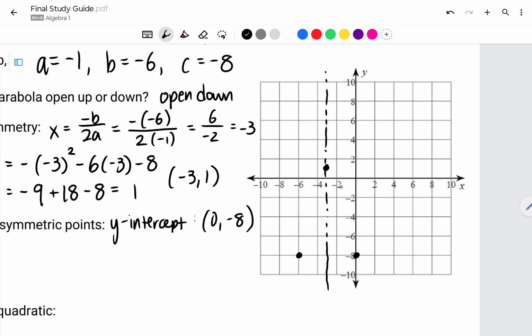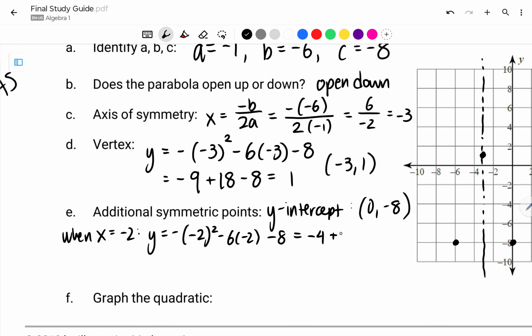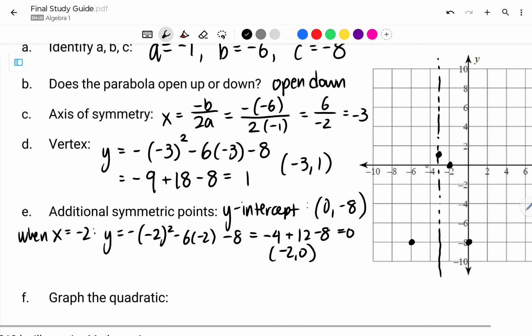Let's try -2, right? When x is -2, I'm going to plug it into the equation. Y equals -2 squared -6, -2 -8. -2 squared, that's 4. So -4 plus 12 minus 8, that's 0. Right, so we have a coordinate at -2 and 0. -2 and 0. Do the same thing on the other side.